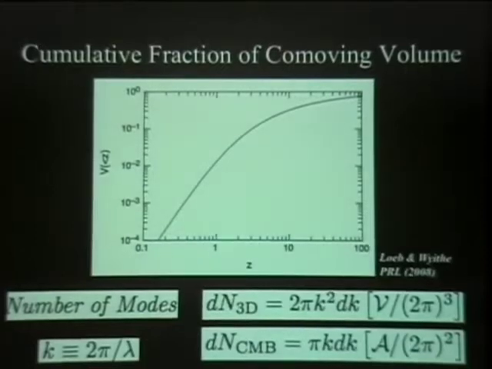And you can ask, what is the volume that I can probe in the universe if I go out to a certain redshift z? And of course, this volume increases as you go to higher redshifts. But at a redshift of, for example, 0.3, which defines the limit of the first incarnation of the Sloan Digital Sky Survey that mapped the distribution of galaxies, that corresponds to only 0.1% of the total observable volume of the universe.